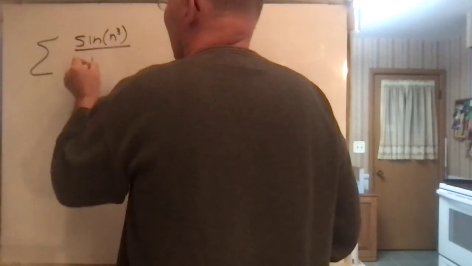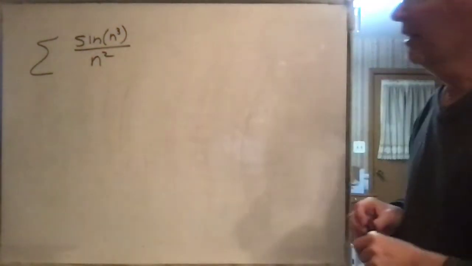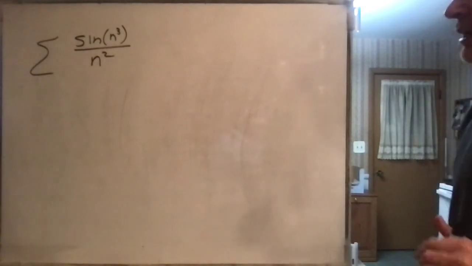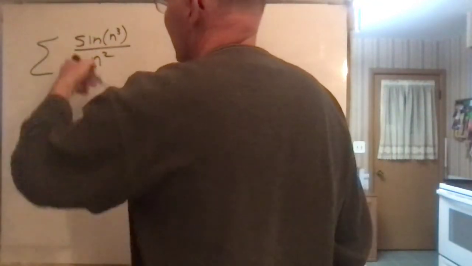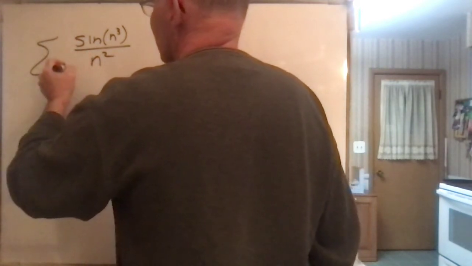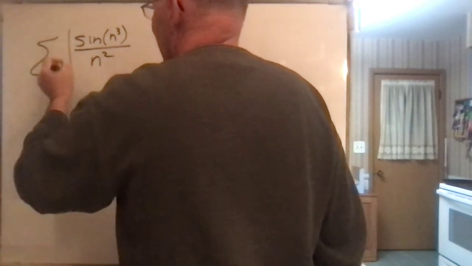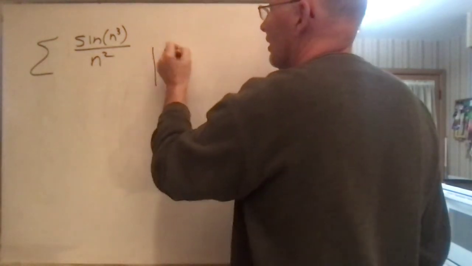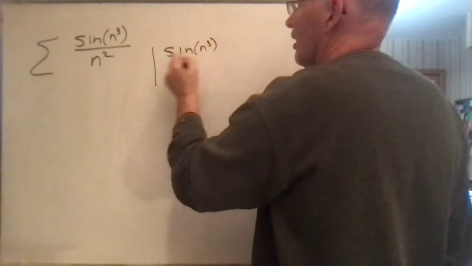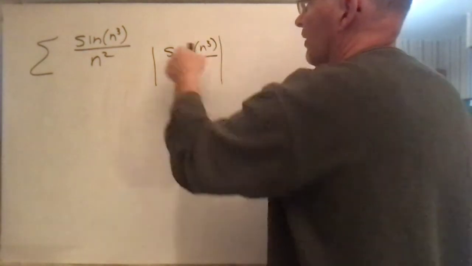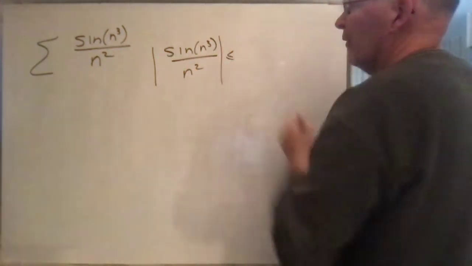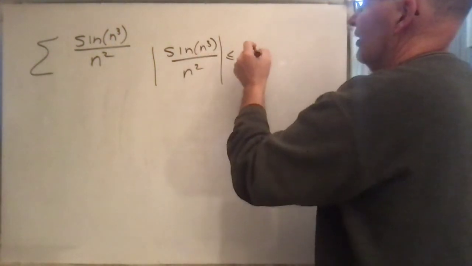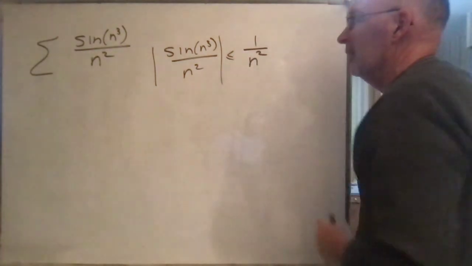What about that? Can you tell right away that that's going to converge absolutely? I don't have the negative 1 stuff in there, but the point is, if I slap these things on, the sine of anything is never any bigger than 1, right? This is never any bigger than 1. So this thing right here is less than or equal to 1 over n squared.